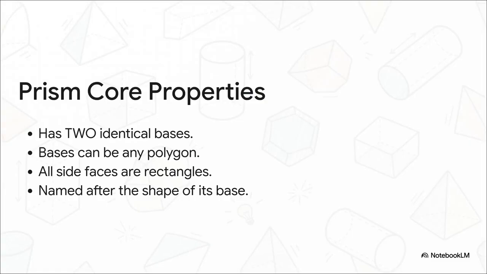Let's break that down a bit. First, those two identical bases, that's the key. And those bases can be any polygon you can think of. Triangles, squares, pentagons, you name it. Second, the shape of that base is what gives the prism its name. So if the bases are triangles, well, it's a triangular prism. And third, here's the other big rule. The faces that connect those two bases are always rectangles.